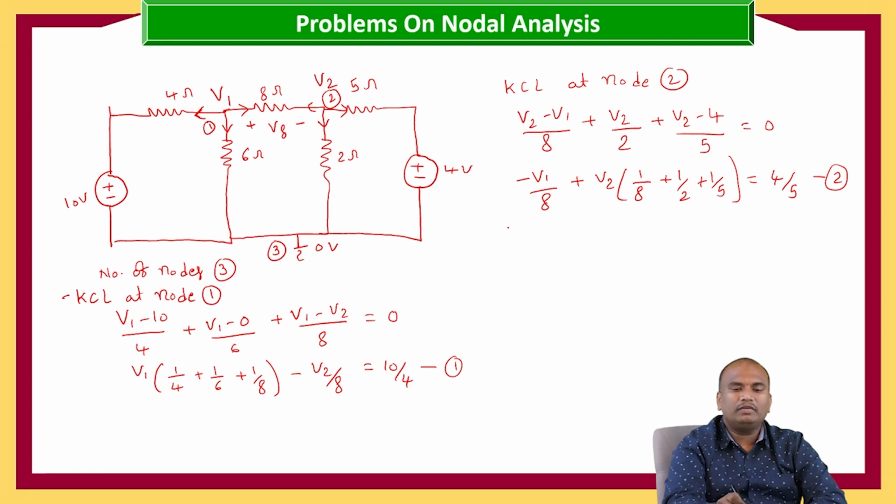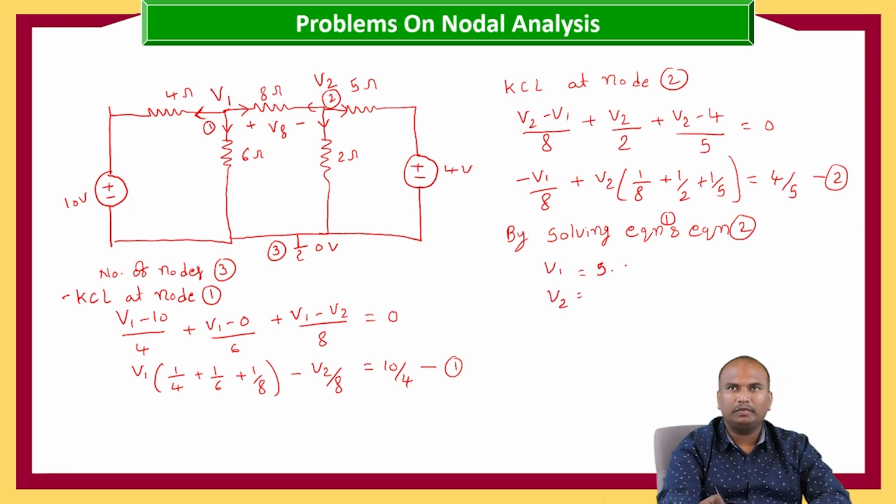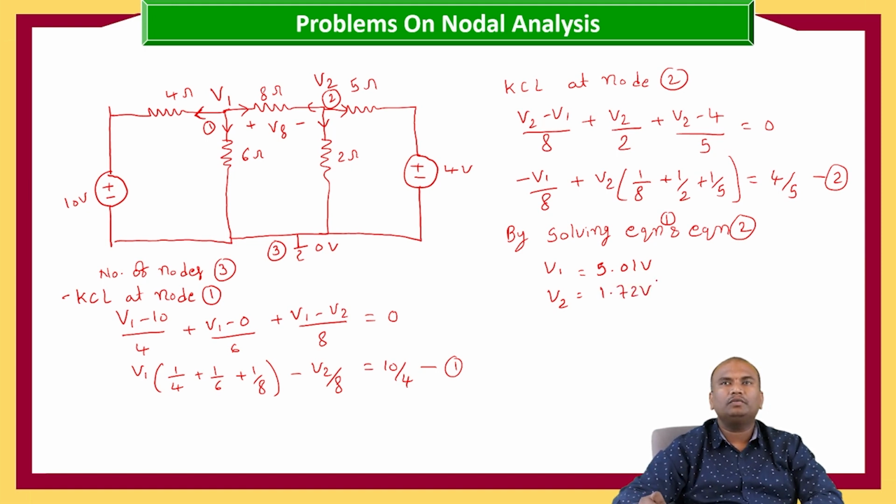By solving equation 1 and equation 2, we get V1 and V2: 5.01 volts and 1.72 volts. These are the voltage values at node 1 and node 2.